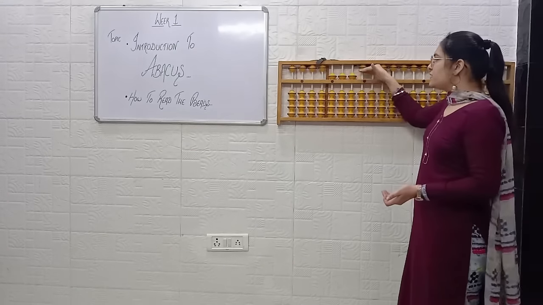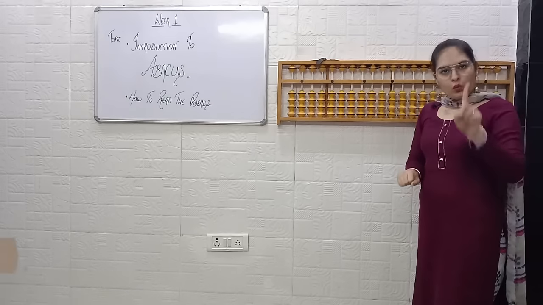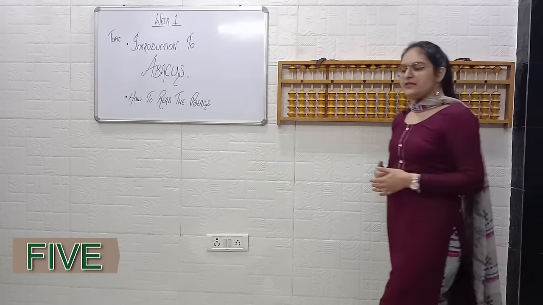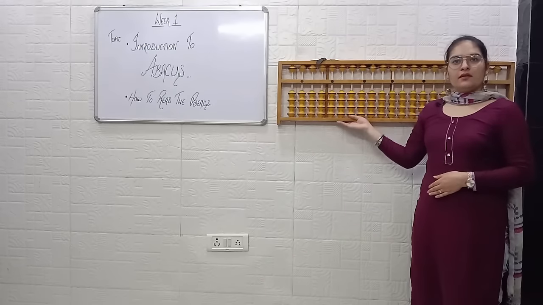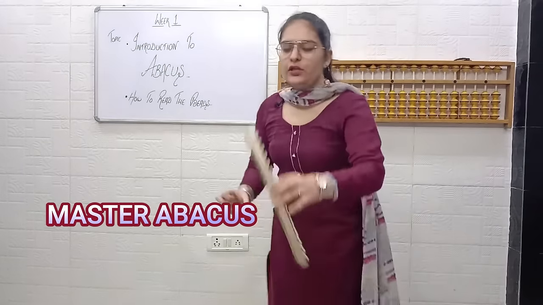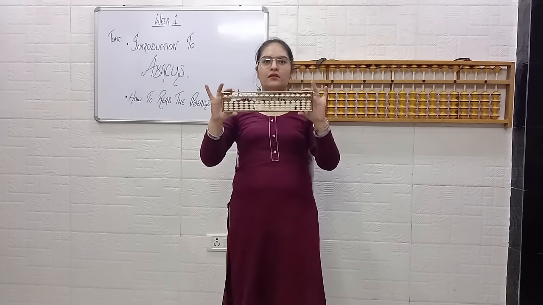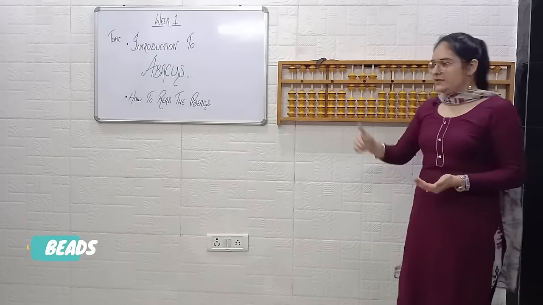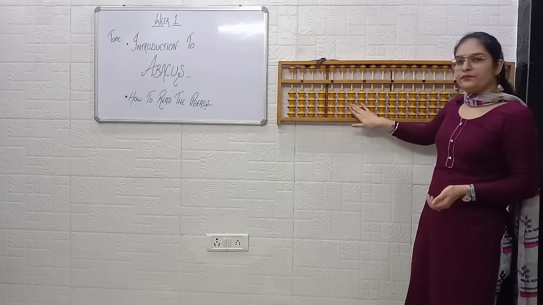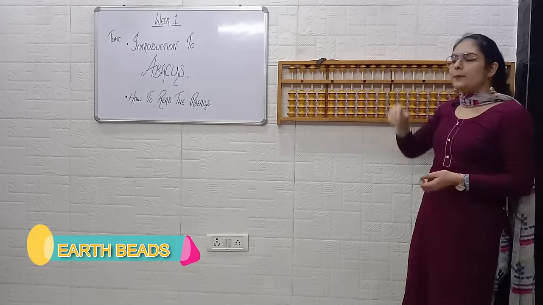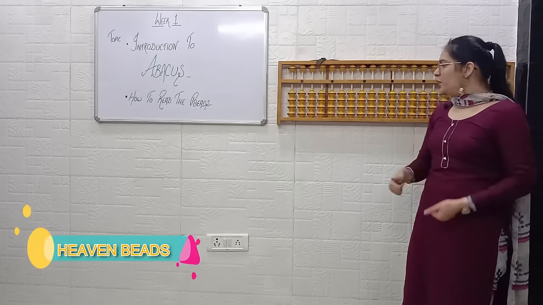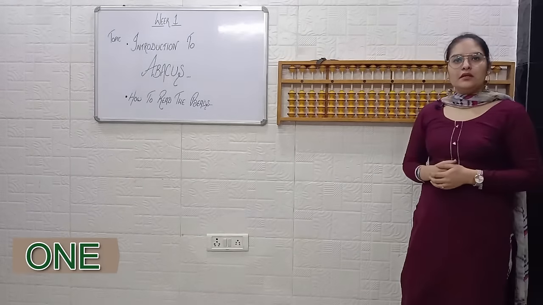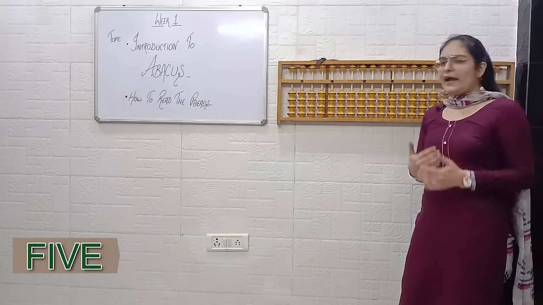Clear? Now tell me, what is the value of earth bead? 1. And the value of heaven bead? 5. So let's just revise again. So, what is this? Master Abacus. You have to sit straight and you have to answer me. What is this? Student Abacus. What are all these? Beads. The beads which are downwards? Earth beads. The beads which are upwards? Heaven beads. Perfect. Value of earth bead? 1. Value of heaven bead? 5. Perfect. I hope it's clear till here.